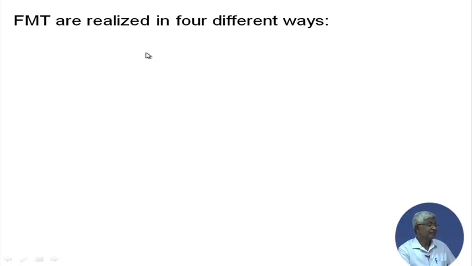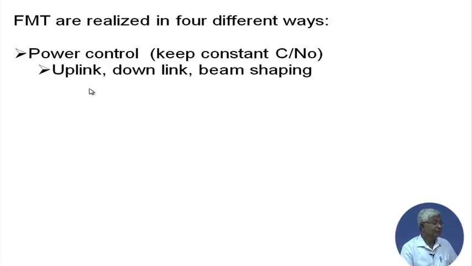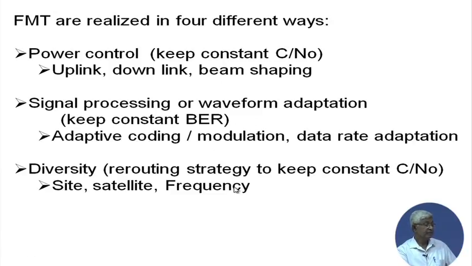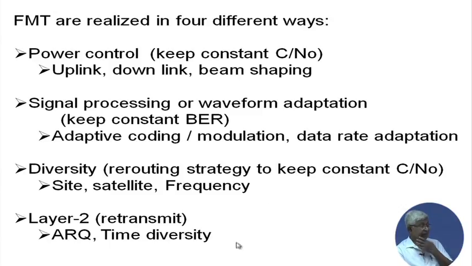So, FMTs, that is fade mitigation techniques, are realized in 4 different ways: power control, uplink and downlink; beam shaping; and signal processing or waveform adaptation, which keep a constant BER by changing the coding, modulation or data rate. We will discuss these things, as well as diversity, that is site diversity, satellite diversity and frequency diversity, and could be layer 2. These 4 different techniques we have briefly talked about earlier.